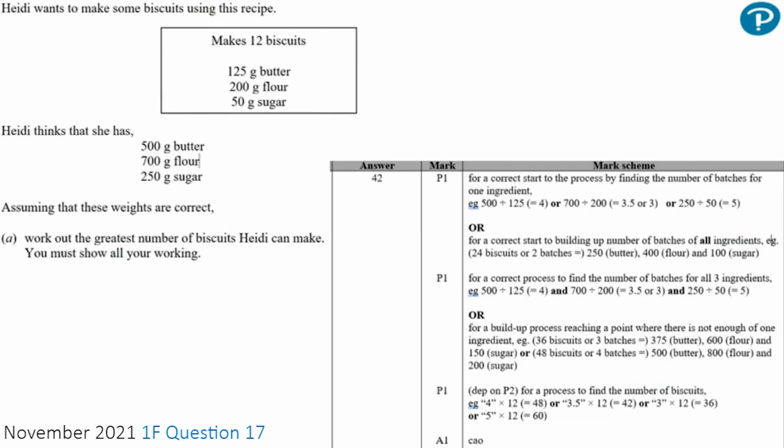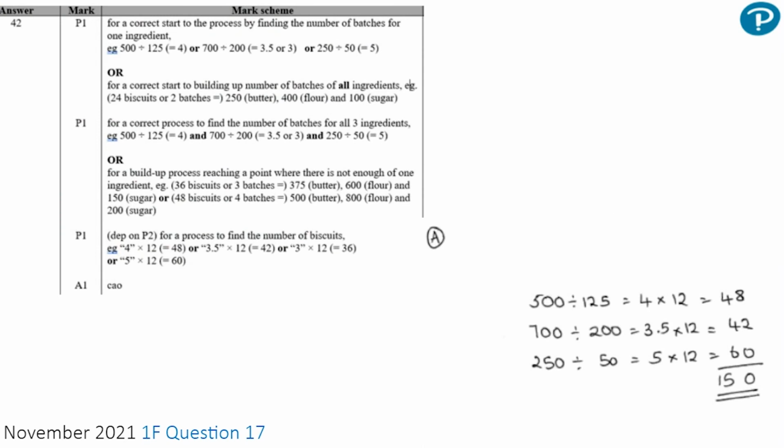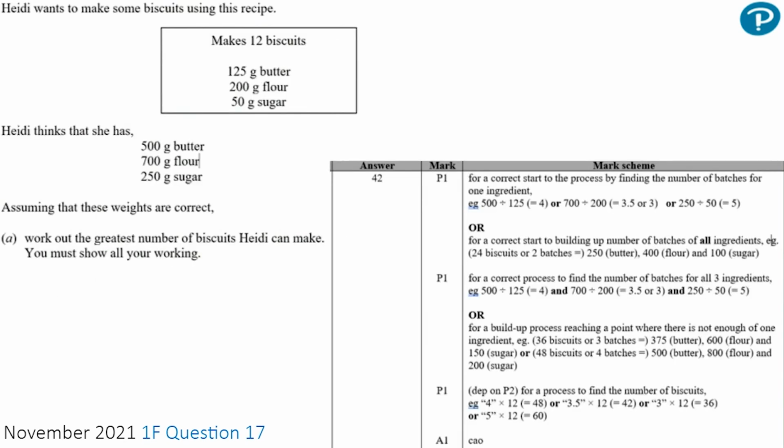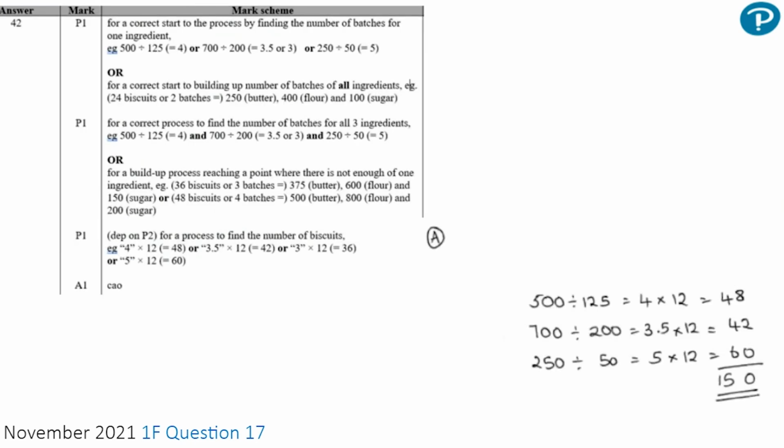Right, next one. This is again still paper 1, question 17. We've got Heidi making biscuits. So I'm hoping I'll move back to that, it's the question where she has to work out the greatest number of biscuits, and then you'll see her response, or the response we got here.